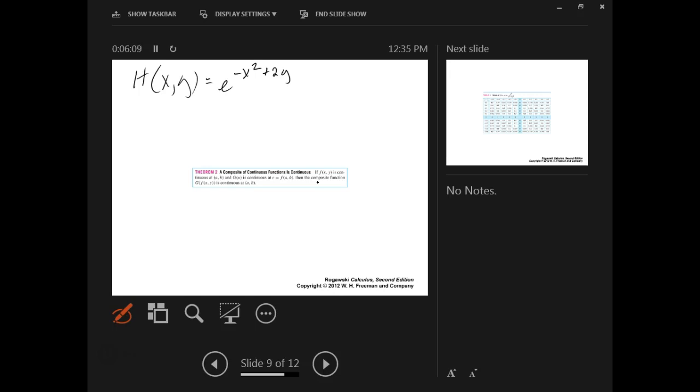We're going to write this as a composite function, whereas g was our composite function before. We need to write h as a composite function.